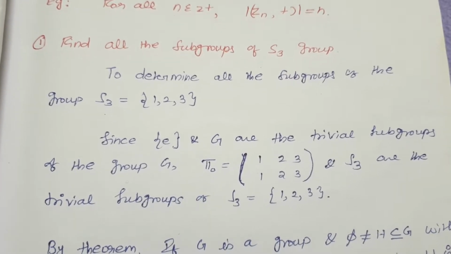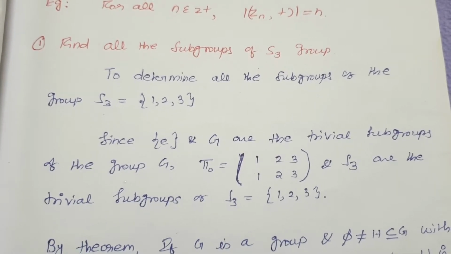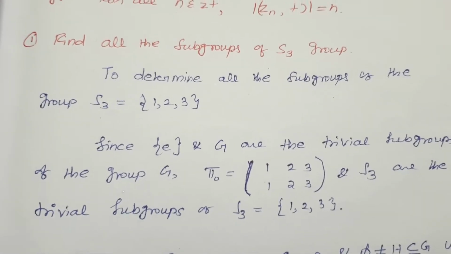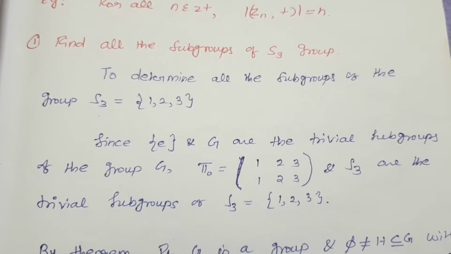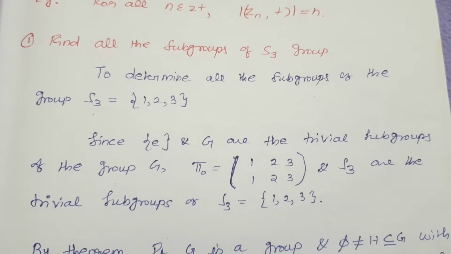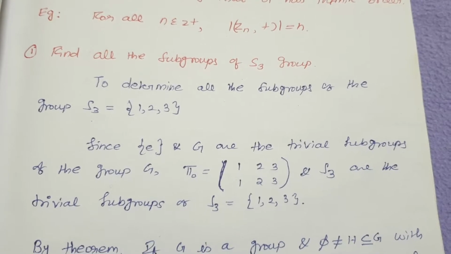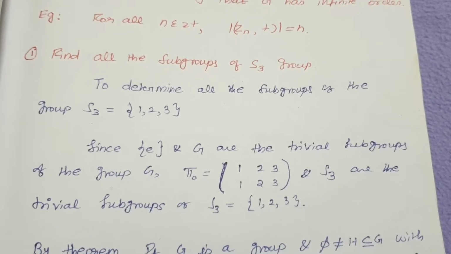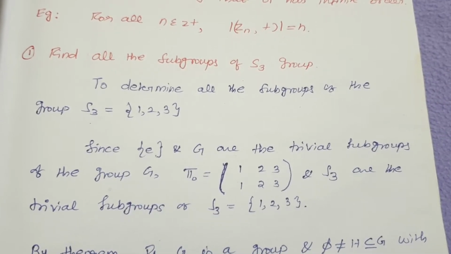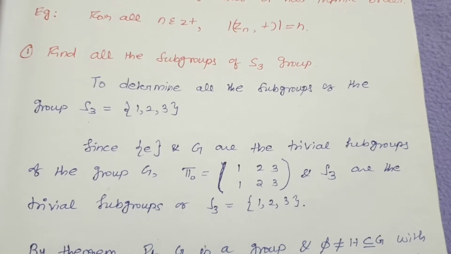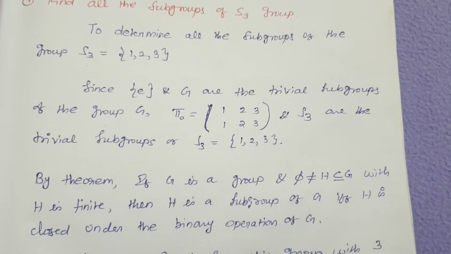So in this problem they asked to find all the subgroups of S3. To determine all the subgroups of the group S3, S3 is nothing but the set of all permutations of 1, 2, 3. And we know the statement that the identity element and the group itself are trivial subgroups of the group G. Here the identity element is pi naught, which is equal to 1, 2, 3 over 1, 2, 3, and S3 are the trivial subgroups of S3.